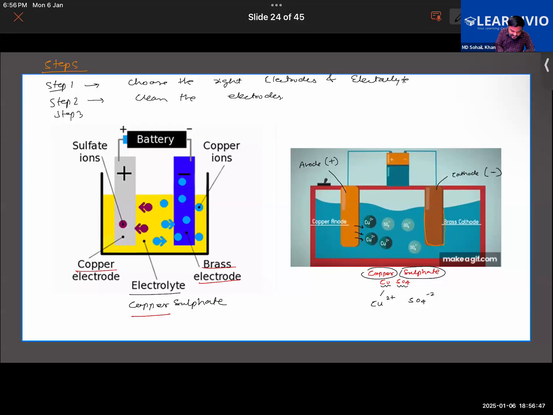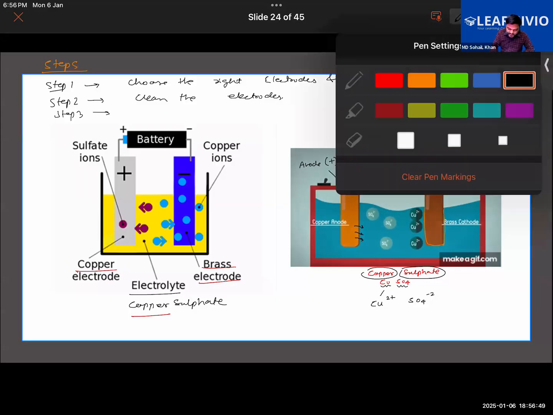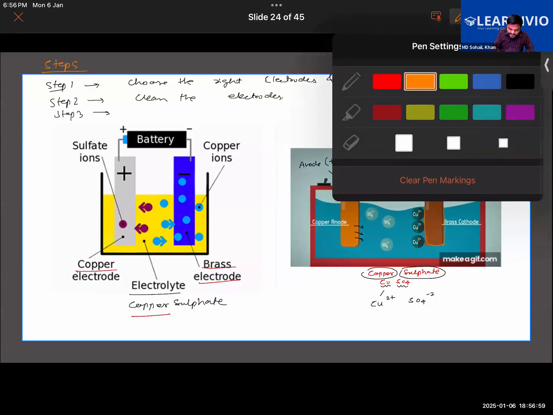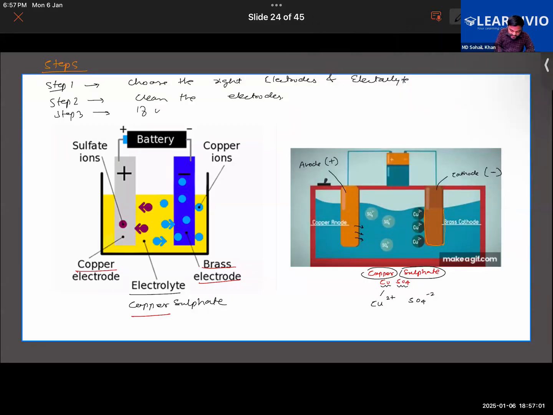Step number 3 is that, say for example, we have to do the deposition of copper over another material. So the electrolyte must have copper in it. Doesn't it count for the first step as well, choosing the right electrolyte? Exactly. That is what I'm explaining here.